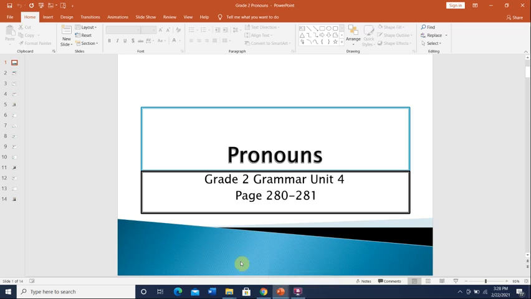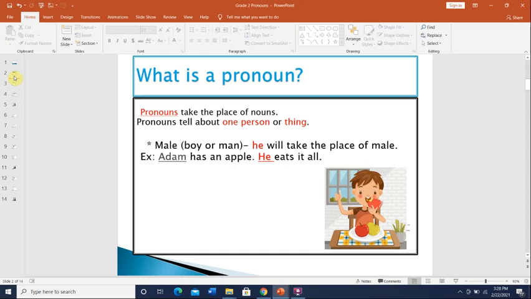All right, grade 2. This week's grammar lesson in unit 5 is about pronouns. So what is a pronoun? A pronoun is a word that takes the place of a noun. And if you don't remember what a noun is: a person, a place, or a thing.